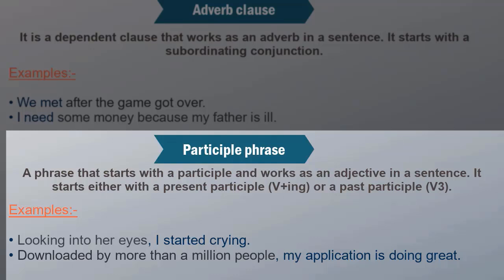Downloaded by more than 1 million people, my application is doing great. Downloaded by more than 1 million people. This is a participle phrase starting with the past participle downloaded. This is giving information about the subject of the sentence, my application. My application, downloaded by more than 1 million people, is doing great, right? So that's what a participle phrase is, guys.